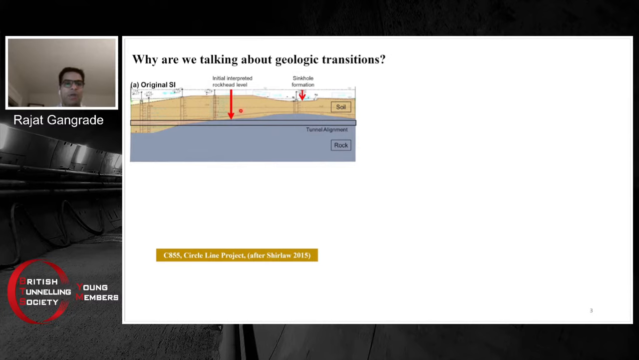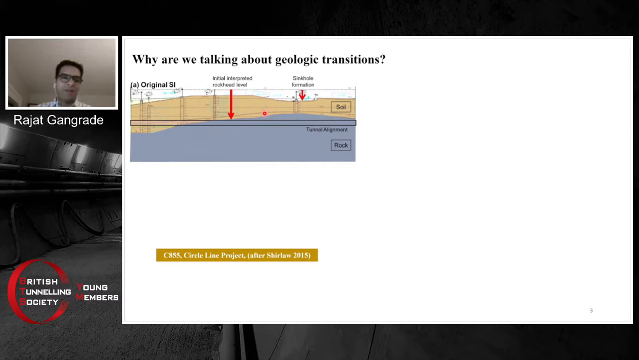So we're not going to experience any ground deformation. We're not going to disturb the soil. So we can just start tunneling. And when we come over here, we understand there's going to be a transition. So we'll adjust our parameters for soil. And when they started tunneling from right to left, just at the start of the drive, they just had a sinkhole. And this was the initial interpreted rockhead level.